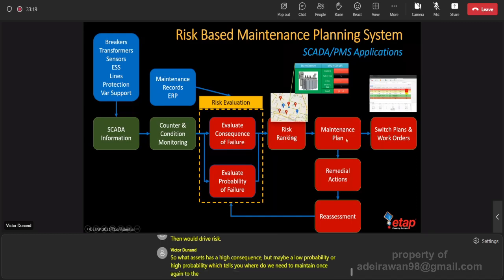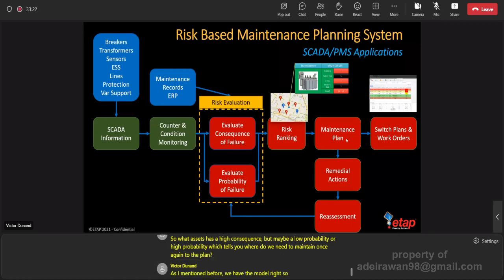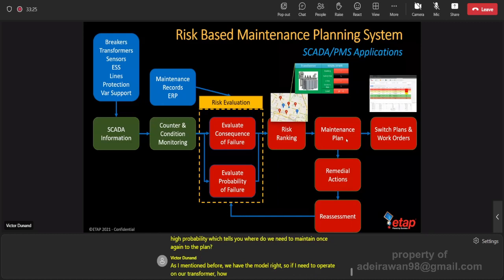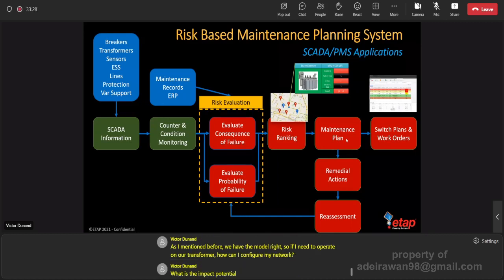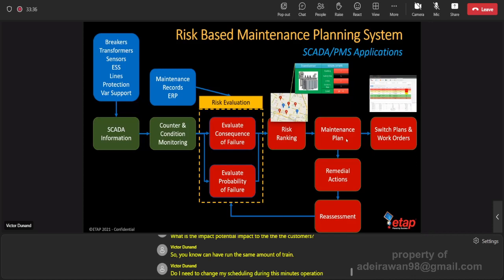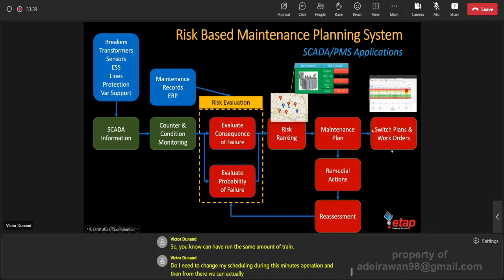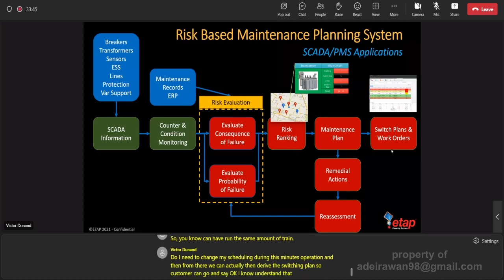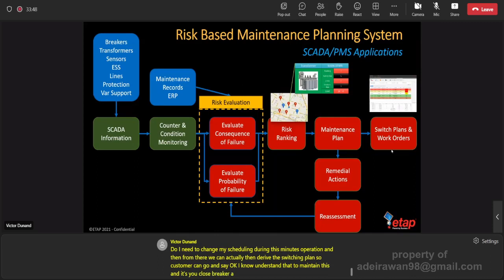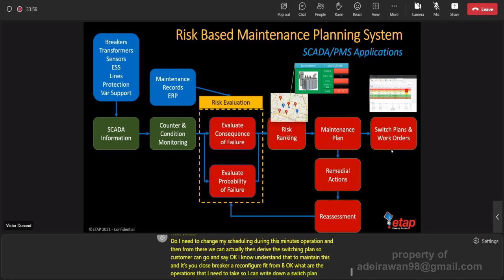Once you get into the maintenance plan, as I mentioned before, we have the model, right? So if I need to operate on a transformer, how can I configure my network? What is the potential impact to the customers? Can I run the same amount of trains? Do I need to change my scheduling during this maintenance operation? And then from there, we can derive the switching plan. So a customer can say, okay, I now understand that to maintain this, I need to close breaker A, reconfigure feeder from B. What are the operations that I need to take so I can write down a switch plan to be able to issue to my operators and run on site.